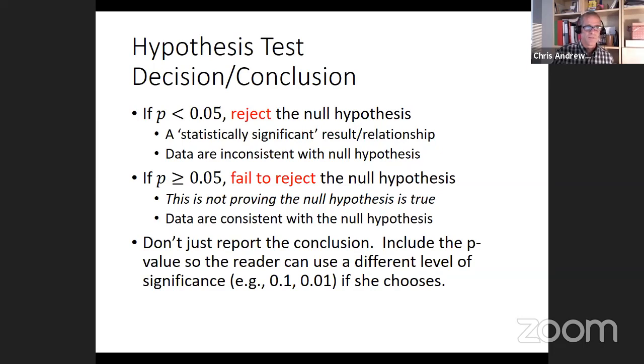If p is less than 0.05, reject the null hypothesis, and you can write things in your paper like, we have found a statistically significant result or a statistically significant relationship. The way to think about it is that the data are inconsistent with the null hypothesis. If we assume something to be true, we wouldn't likely get data like this.